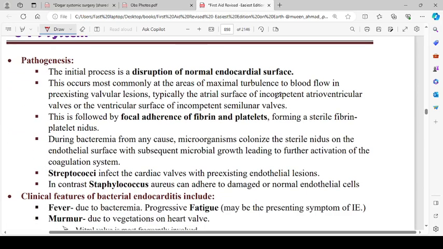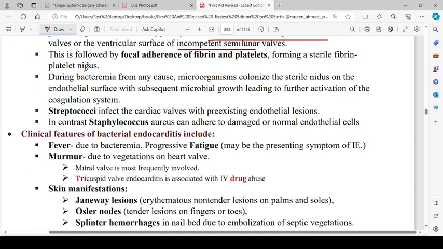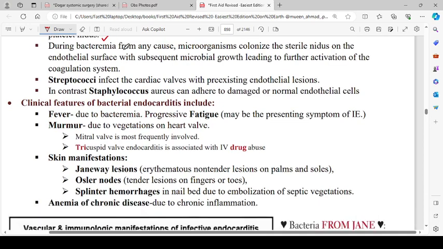What is the pathogenesis? The initial process is a disruption of normal endocardial surface. This occurs most commonly at the areas of maximal turbulence to the blood flow in pre-existing valvular lesions, typically the atrial surface of incompetent atrioventricular valves or the ventricular surface of incompetent semilunar valves. This is followed by focal adherence of fibrin and platelets, forming a sterile fibrin platelet nidus. During bacteremia from any cause, microorganisms colonize the sterile nidus on the endothelial surface with subsequent microbial growth leading to further activation of the coagulation system.